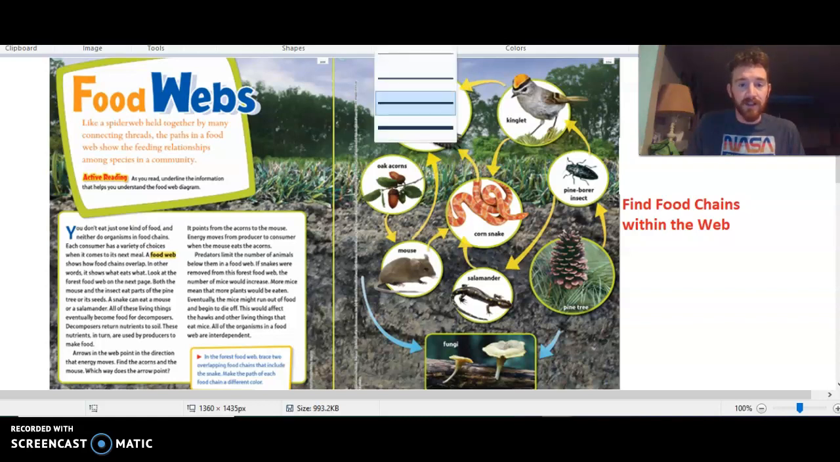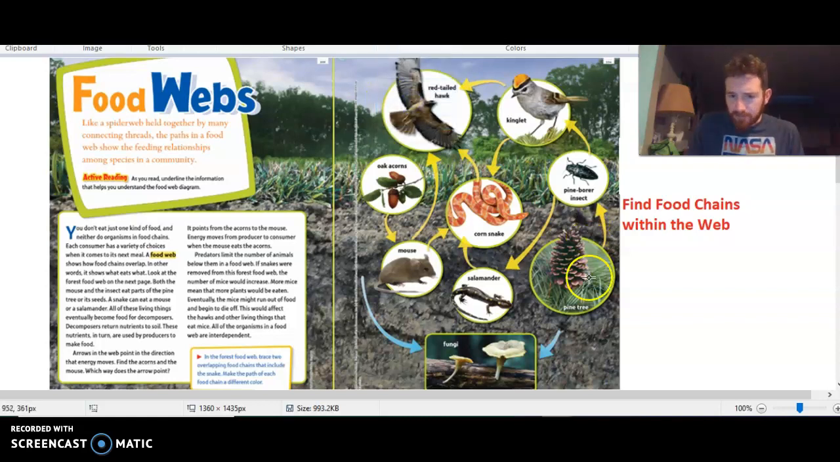Okay, so I'm going to do a quick little thing with that. If I start with the pine tree, it looks like the only thing eating it here is this insect, this pine borer insect. So we can have a line going here. And then also we see it go on to this bird called a kinglet, and we can connect there. And then it looks like the kinglet could get eaten by the red-tailed hawk, so we can connect there. So this would be one food chain, okay?